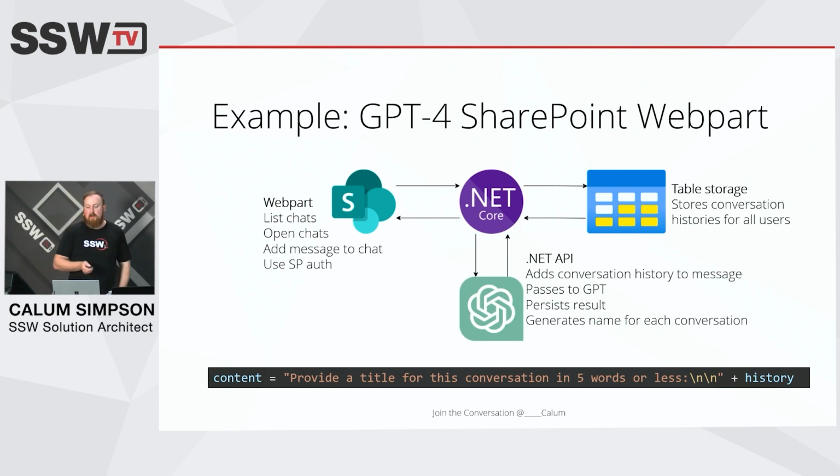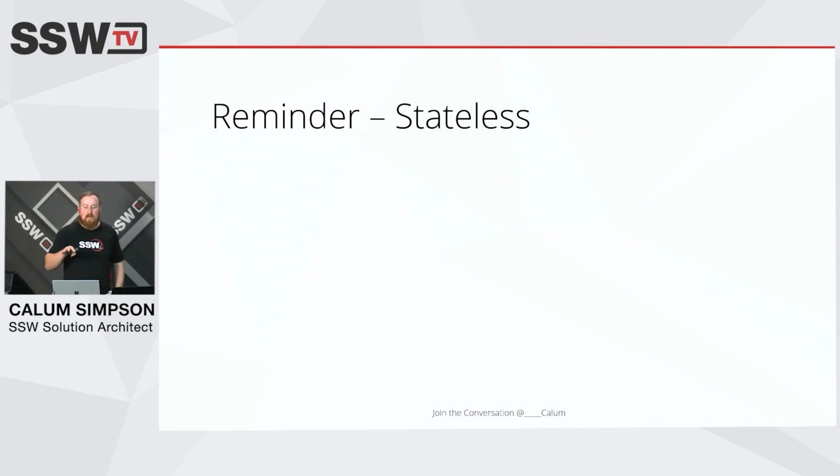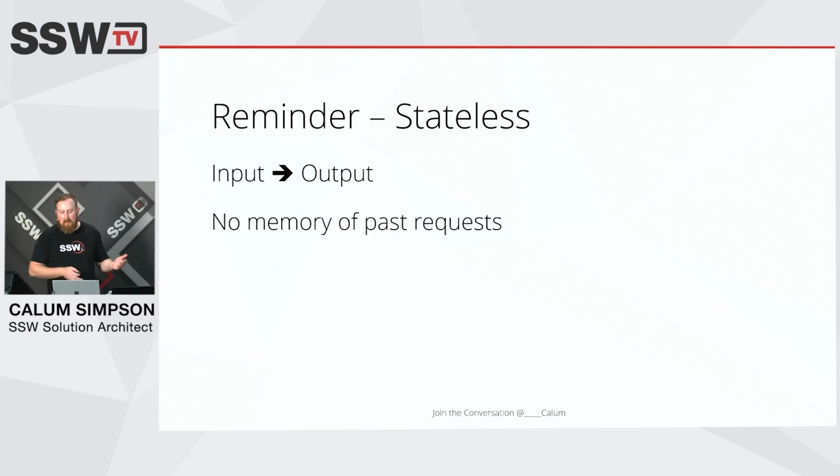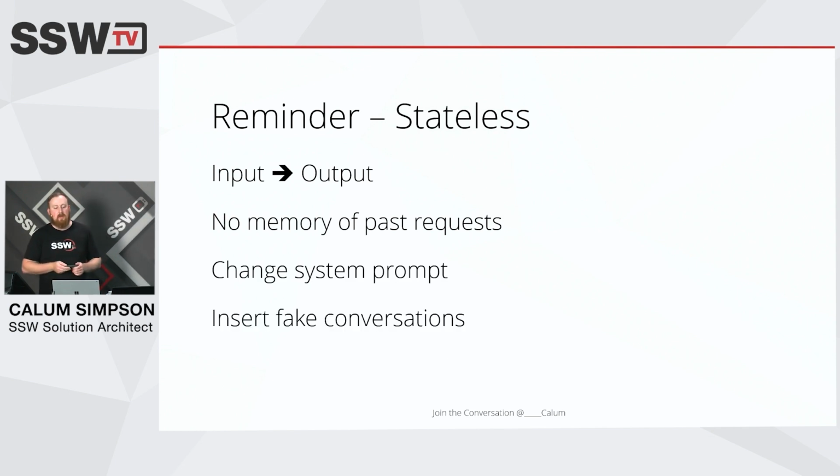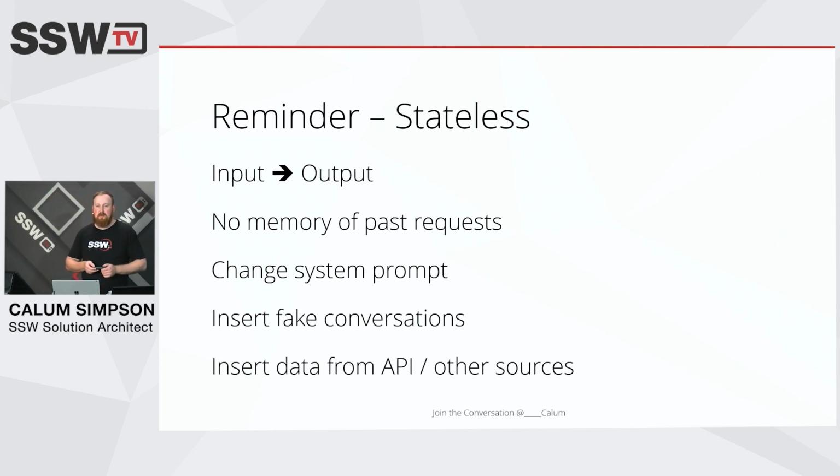Just another reminder at this point. It is entirely stateless. What you need to do is pass in all of the input to get your output. No memory of past requests, but you can obviously change the system prompt. You can insert fake conversations, and interestingly, we'll get to this in a minute, you can insert data from an API or from other sources. So there's no need to have the only data that you've got in your conversation come from either the user or a response from ChatGPT. You could just as well, based on the query, go grab some other API data, put that into the system prompt, and then use that to generate the next assistant reply. But we'll see that in a minute when I get up to it.